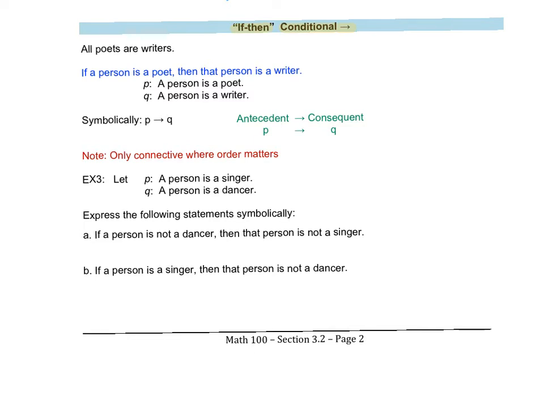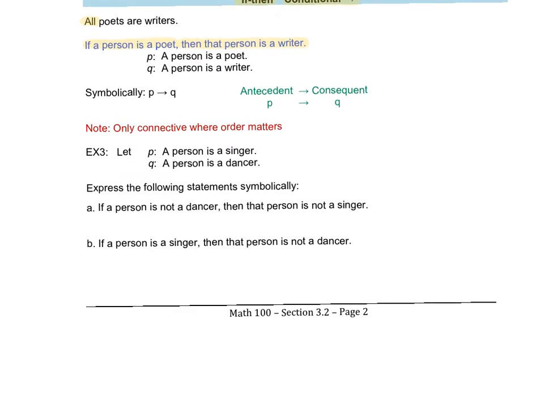So conditional statements are formed by looking at the quantified statement all. So all poets are writers can be written as the conditional statement: if a person is a poet, then that person is a writer. Let's just say that P is a person is a poet and Q is a person is a writer. So symbolically, I can write that as if P, then Q, or P arrow Q.